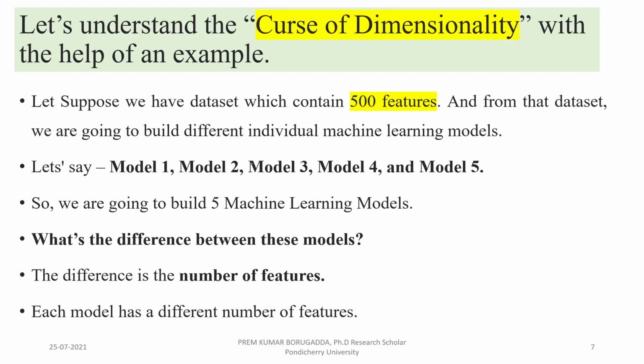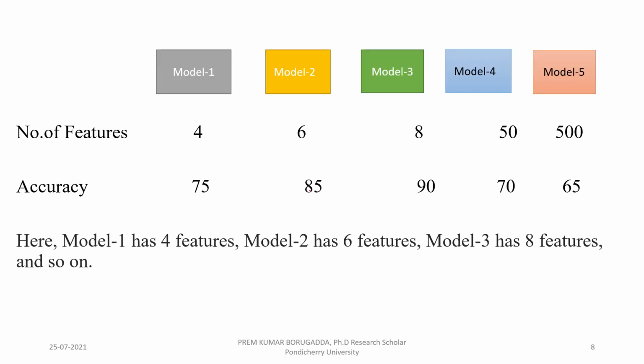Let's understand the curse of dimensionality with the help of an example. For example, our dataset contains 500 features. From these 500 features, we are going to build different machine learning models, for example 5 models: model 1, 2, 3, 4, 5. What is the difference among these models? The difference is the number of features. Each model has a different number of features.